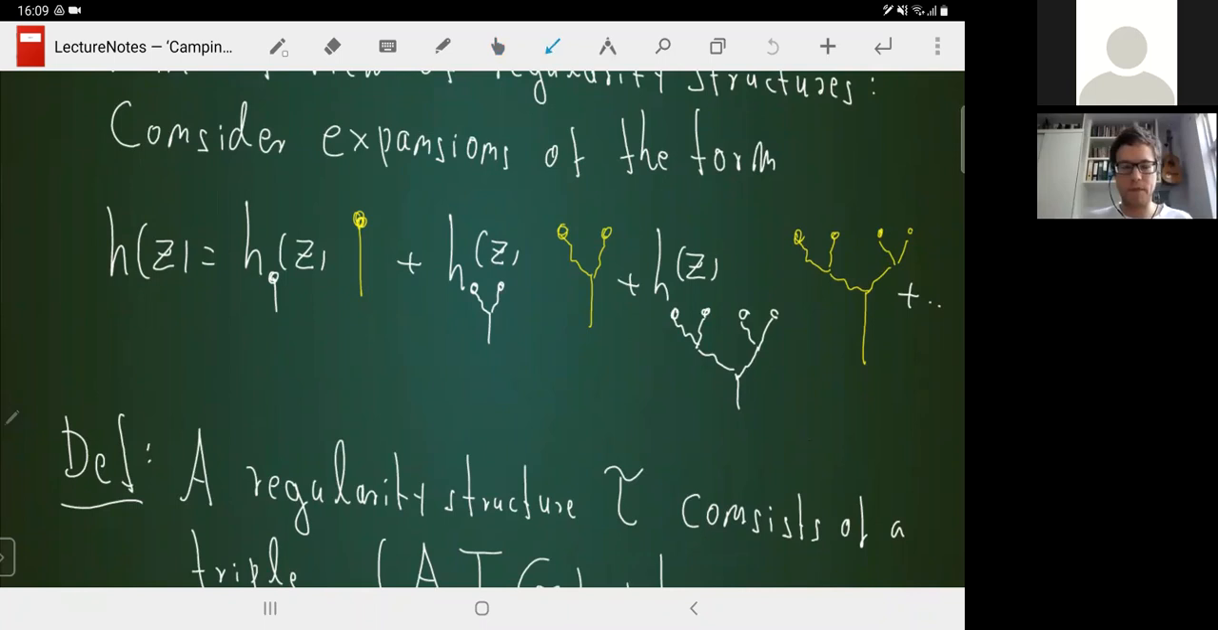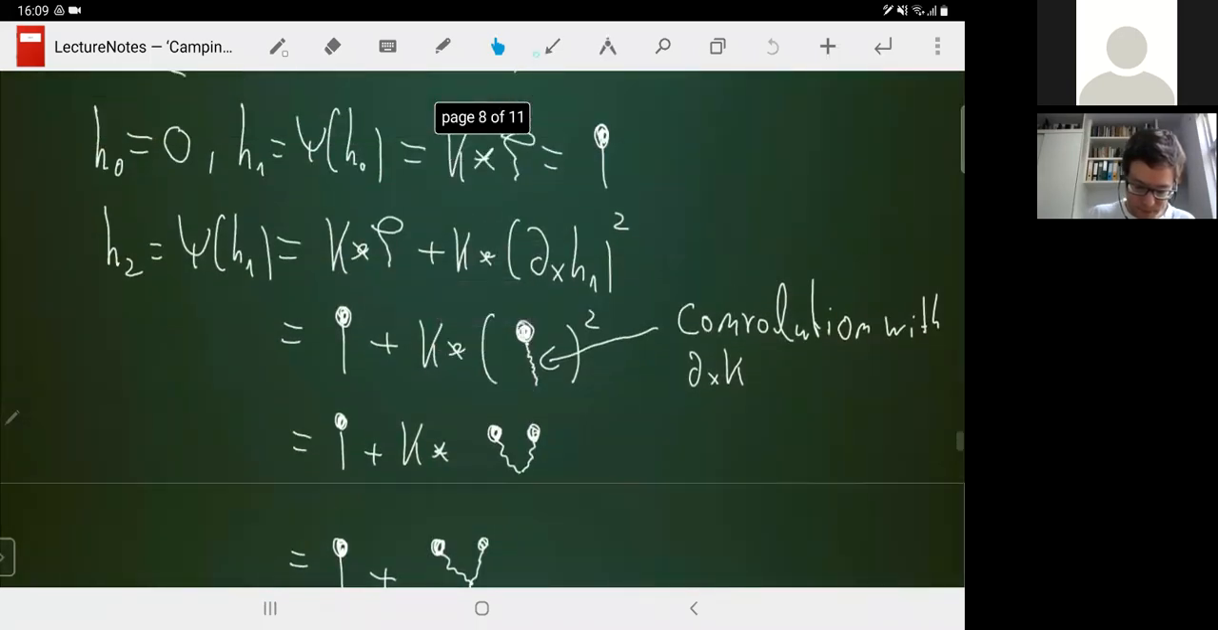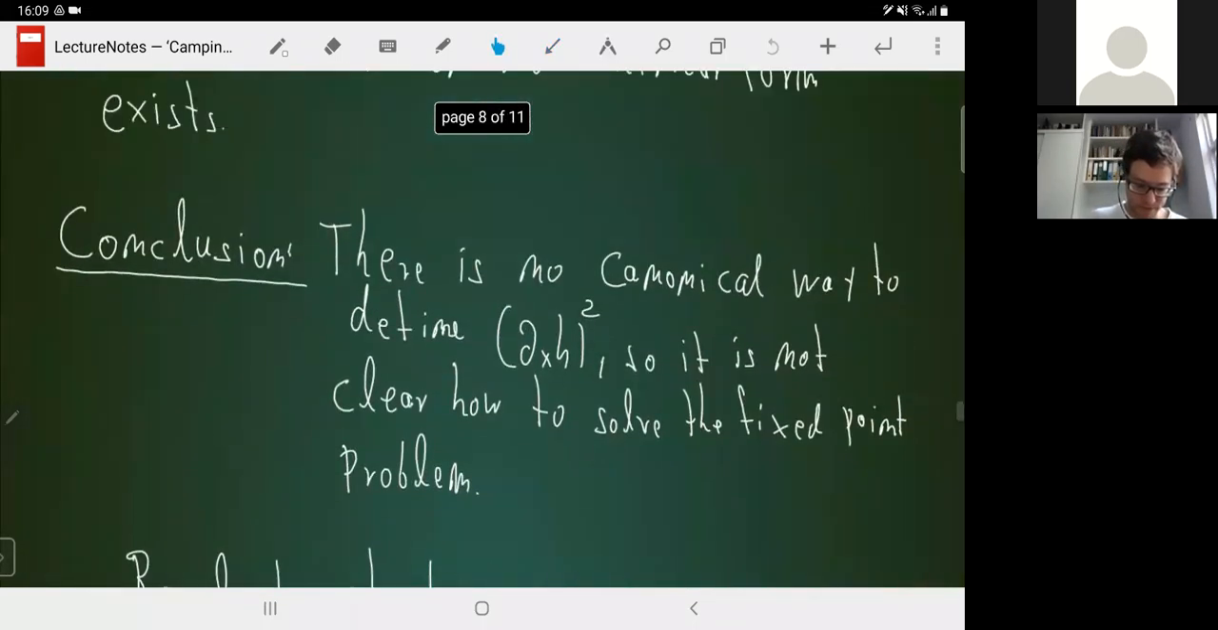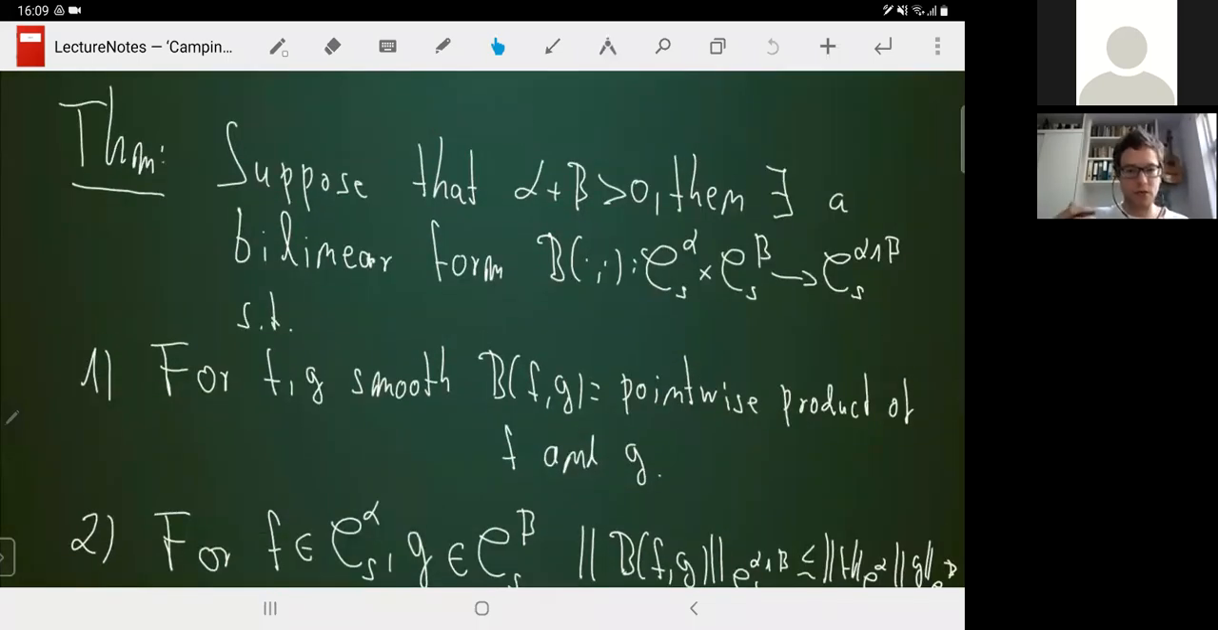So what was our original problem? K prime convolved with psi is well defined, but now we're not allowed to square it. There was a result which says you are simply not allowed to do this. There's no canonical way of doing this, because there's too low regularity.